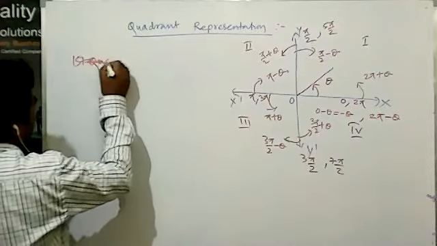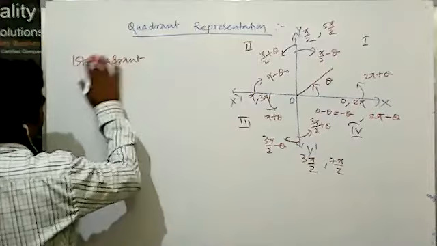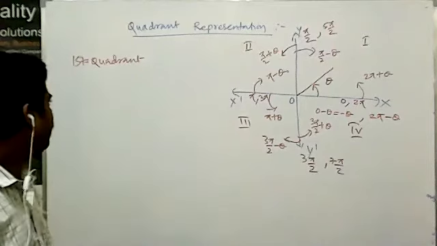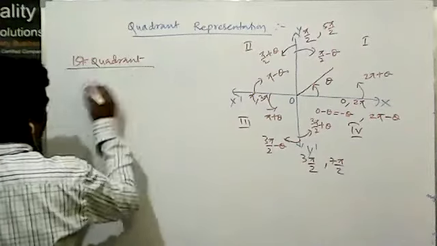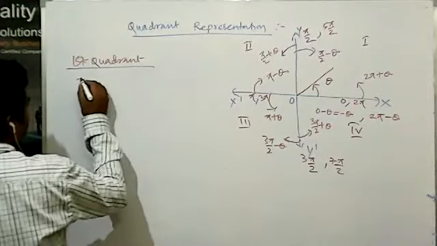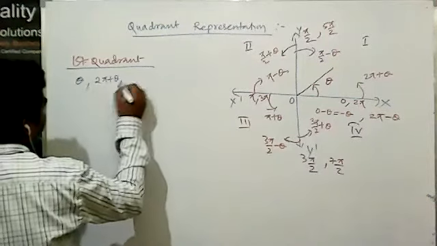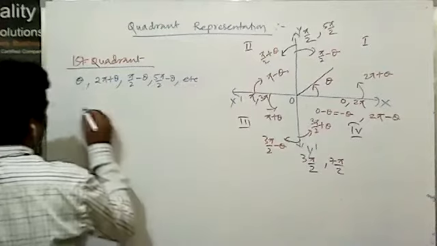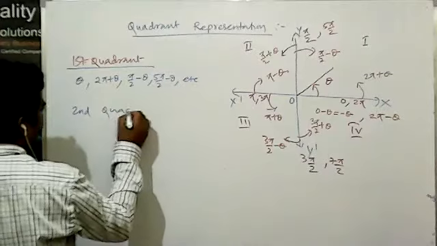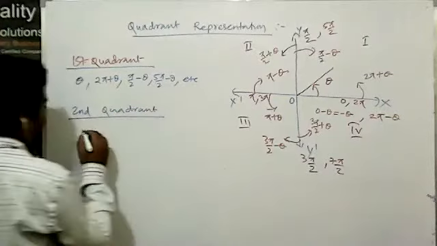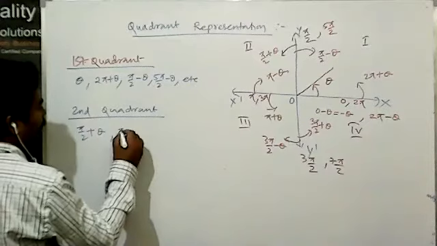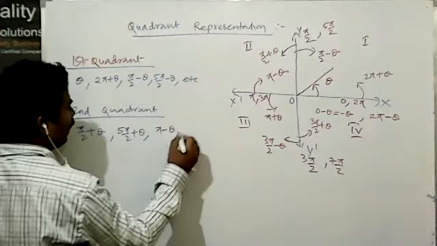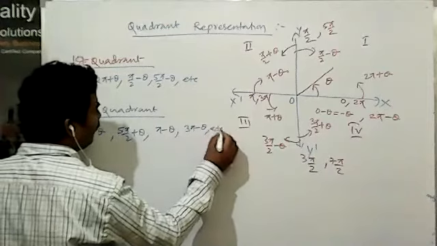First quadrant. So what are the angles of the first quadrant? Here the values are theta, 2 pi plus theta, pi by 2 minus theta, 5 pi by 2 minus theta, etc. Second quadrant: the angles are pi by 2 plus theta, 5 pi by 2 plus theta, then pi minus theta, 3 pi minus theta, etc.